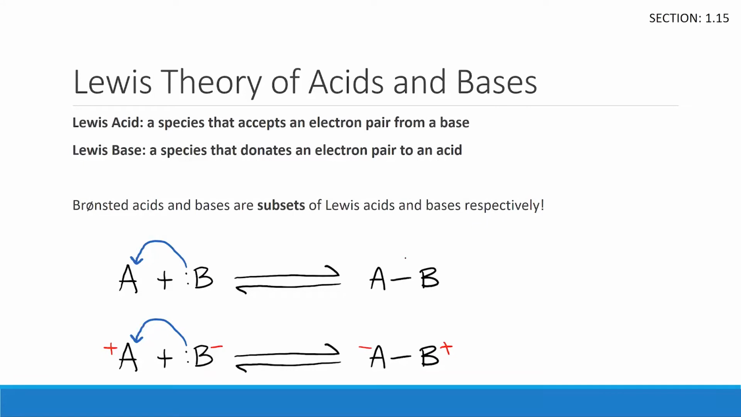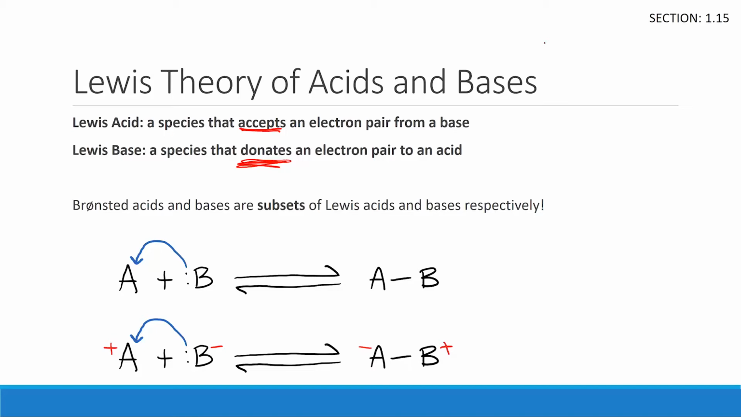Lewis' theory of acids and bases instead defines acids as the species that accepts an electron pair from a base. So here we're all talking about electrons. This is all about electrons and movement of electrons. Lewis acids accept electrons, and Lewis bases donate electrons. It's kind of the opposite here. Remember, in Bronsted-Lowry, acids donate protons, and bases accept protons. But when we talk about electrons, the acids accept electrons, and the bases donate electrons.